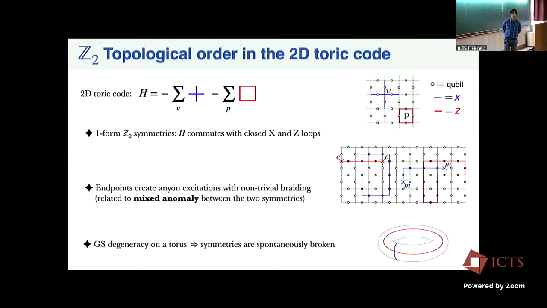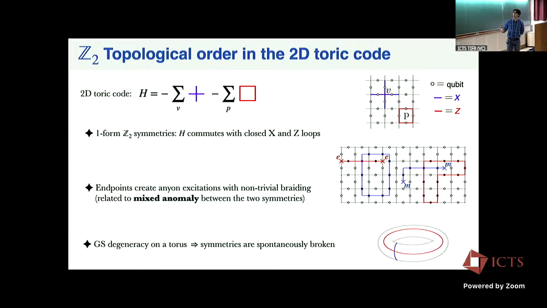Okay, so just to set up some language, let me start where a lot of the other speakers have started, which is reviewing the 2D toric code. In the 2D toric code, we are on a square lattice, qubits live on edges. You have two kinds of terms, vertex terms and plaquette terms.